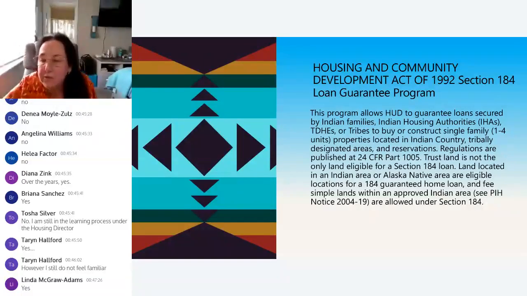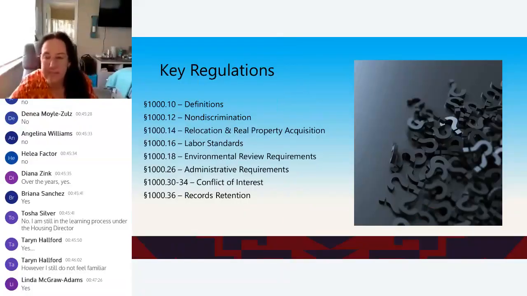There's notices, PIH 2004-19, that goes all the way back to then. You can pull that down now that you know how to get to Code Talk. So that's the other thing: make sure that you become familiar with Code Talk and go visit that site, okay? So the regulations.